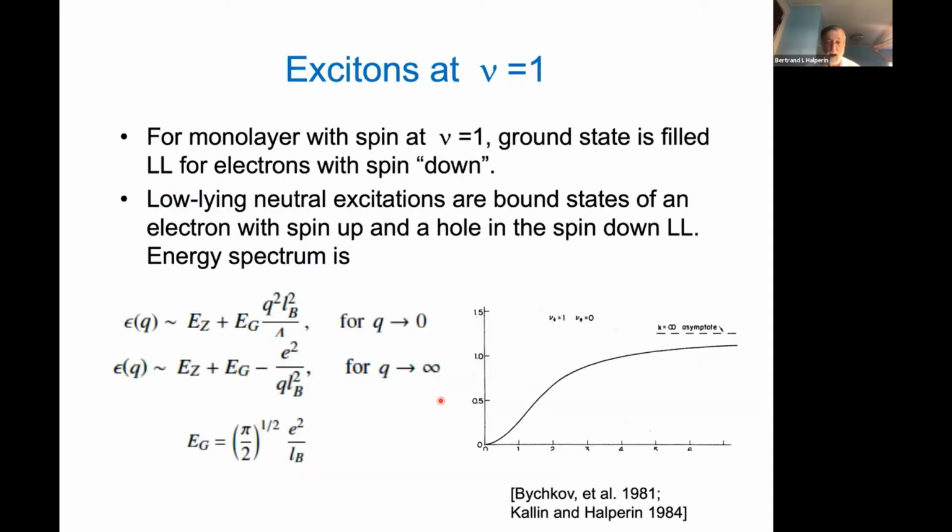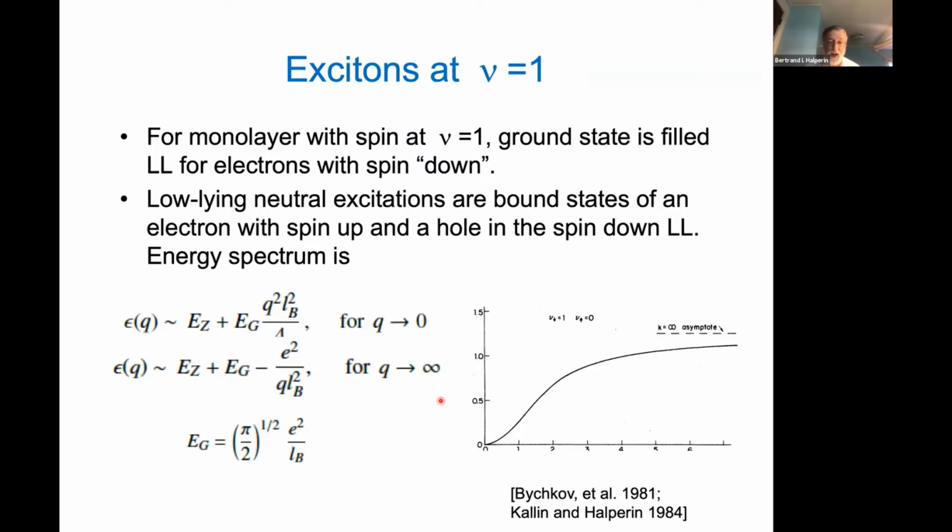But in that case, in this SU(2) symmetric case, we can look at what the excitons are, the excitations in that case. So let's say that all the electrons in the ground state have spin down, and then the lowest lying neutral excitations we can make are a bound state of an electron with spin up and a hole in the spin down Landau level.